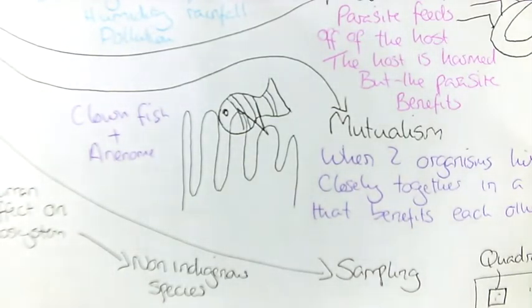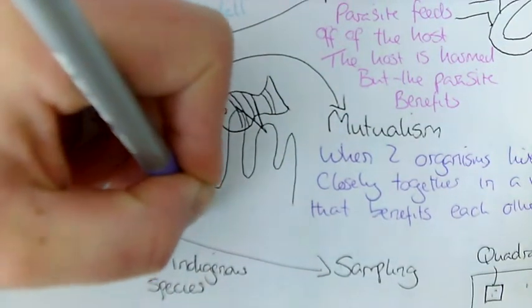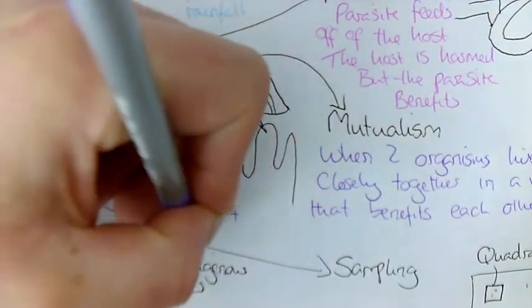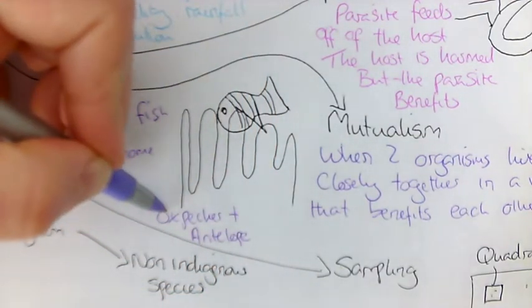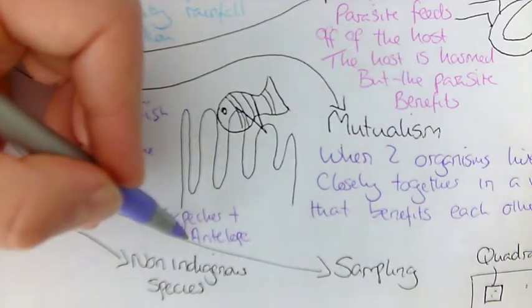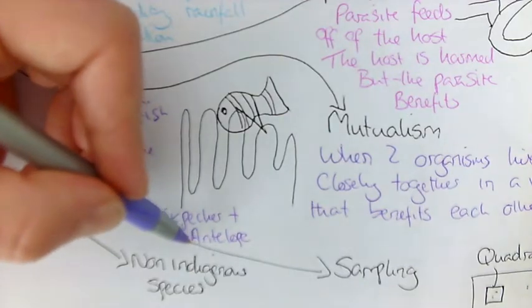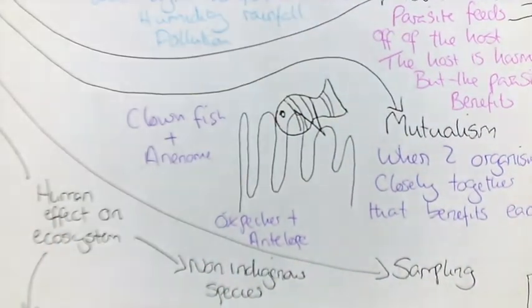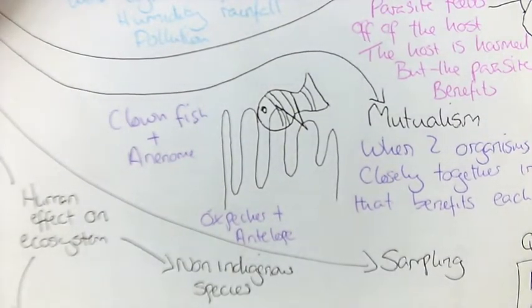Other examples would be the oxpecker and antelope. The oxpecker is a bird which eats the ticks off the antelope. So the oxpecker gets somewhere to live, and the antelope no longer has a parasite living on it. So it's a mutualistic relationship.